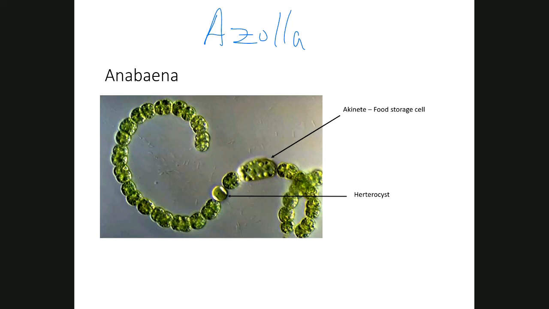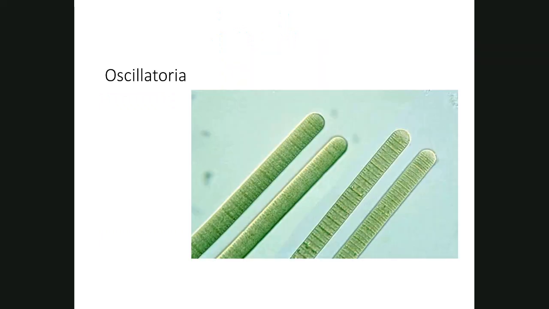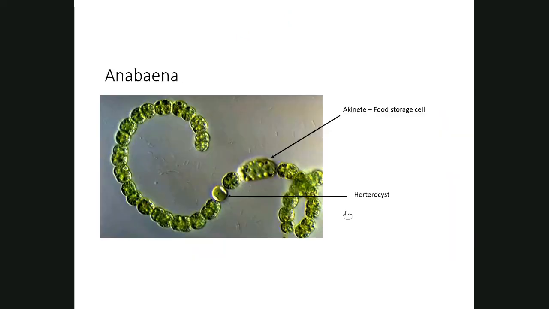And there is also another cell which on occasion appears when this colony is stressed, and that is an akinete, another type of cell which is larger, and it's used for food storage. And so be able to compare this Nostoc or Anabaena, not to each other, but to Gloeocapsa, or compare it to Oscillatoria. And just be able to compare the two and be able to recognize a heterocyst.